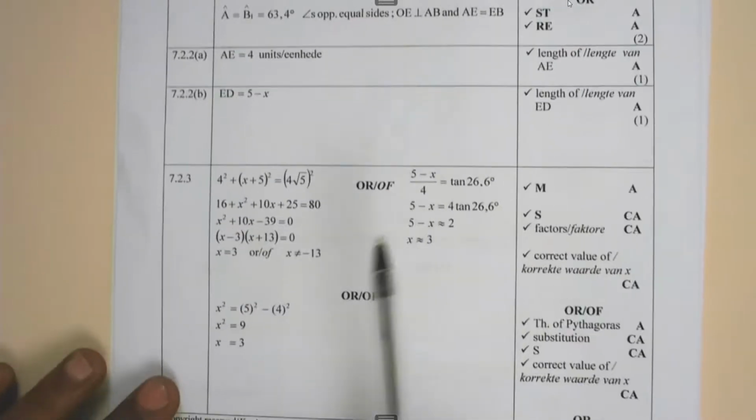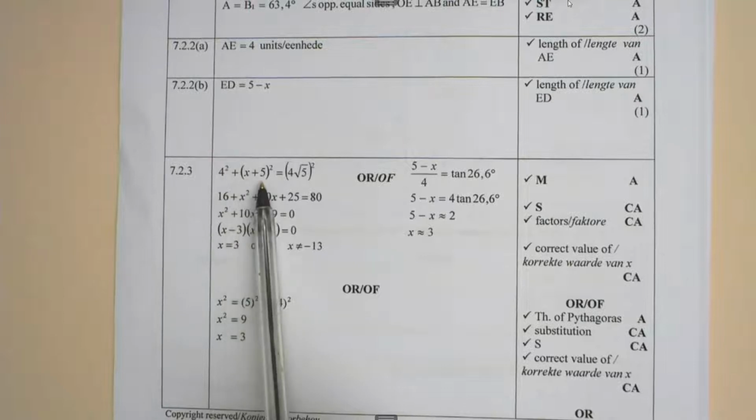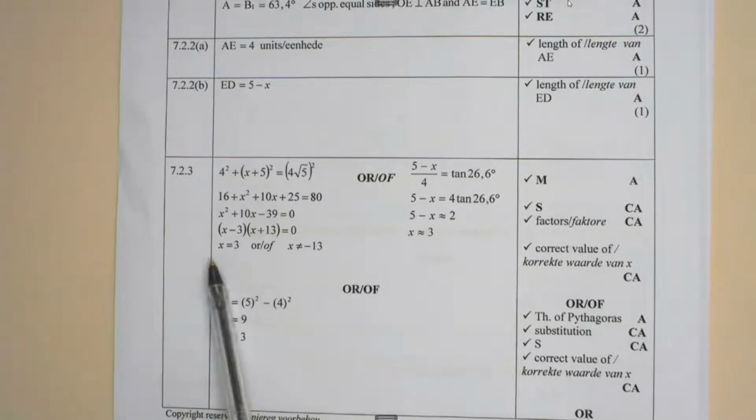And then moving to 7.2.3, we realize that we are looking for the specific value of x. As you can see, we substituted there because remember it is given that x plus 5 is the radius, and then when we substitute there, you get your x to be 3.